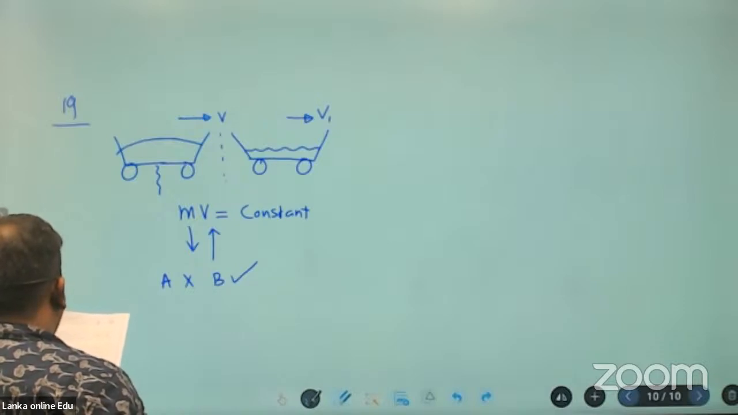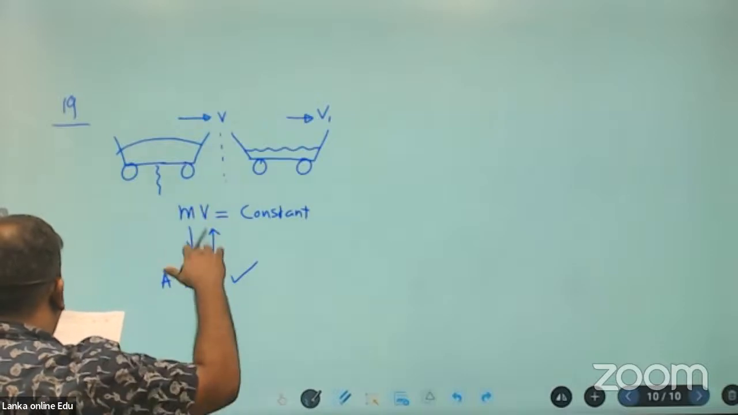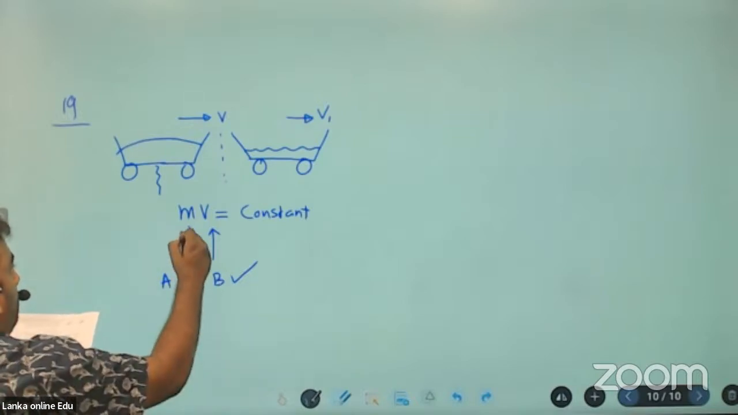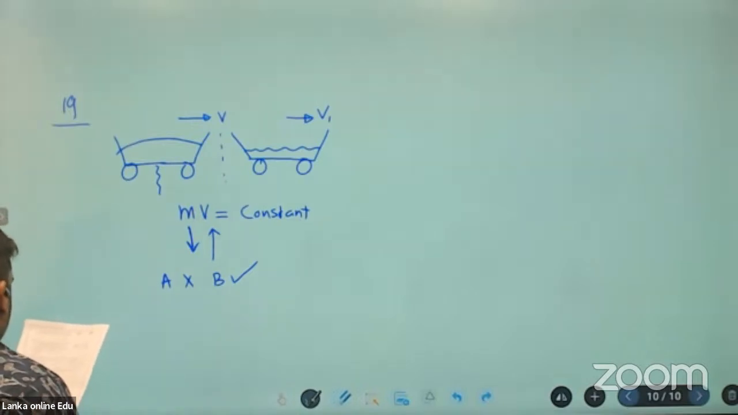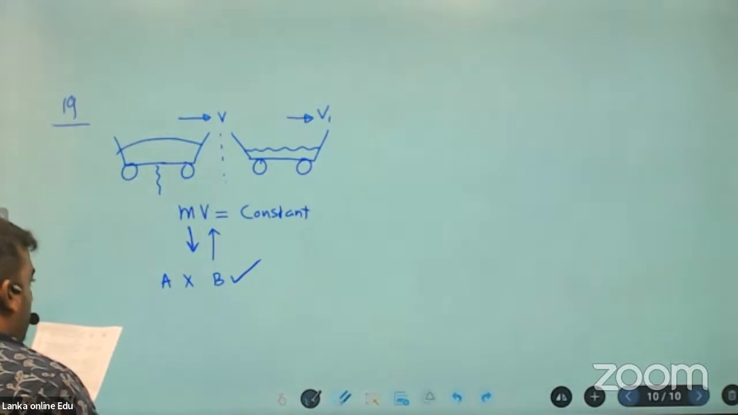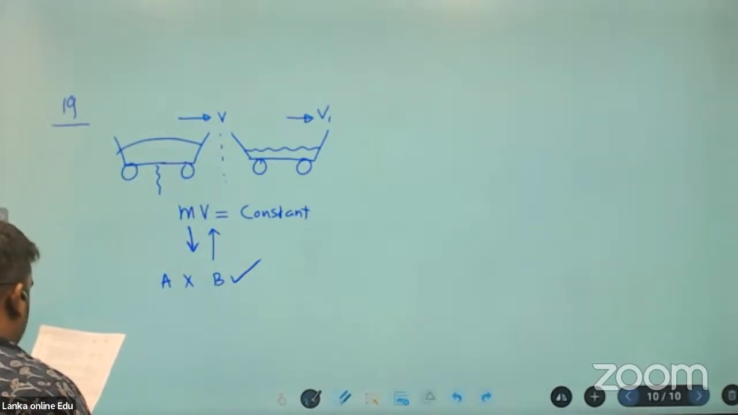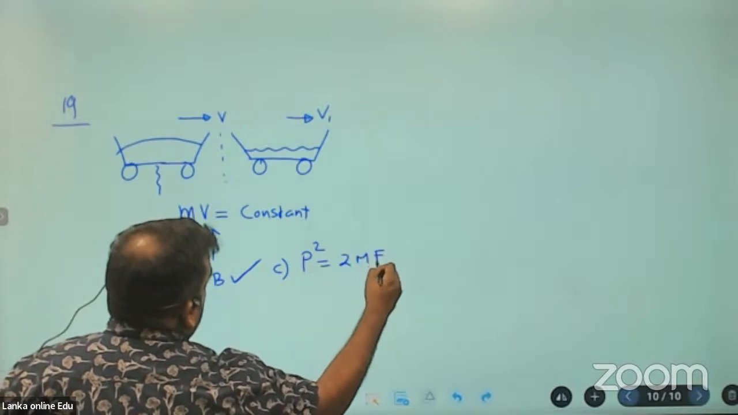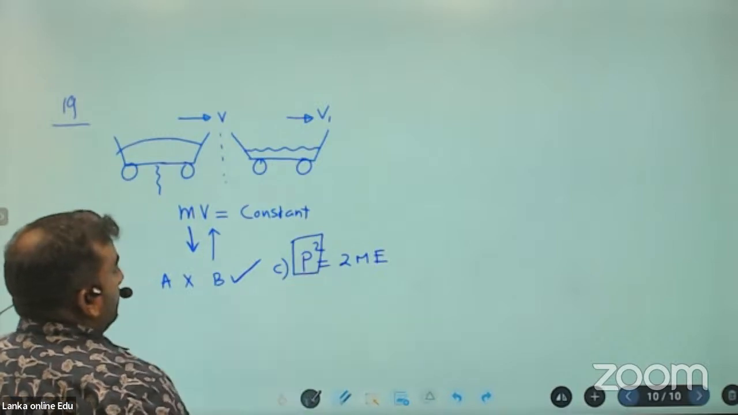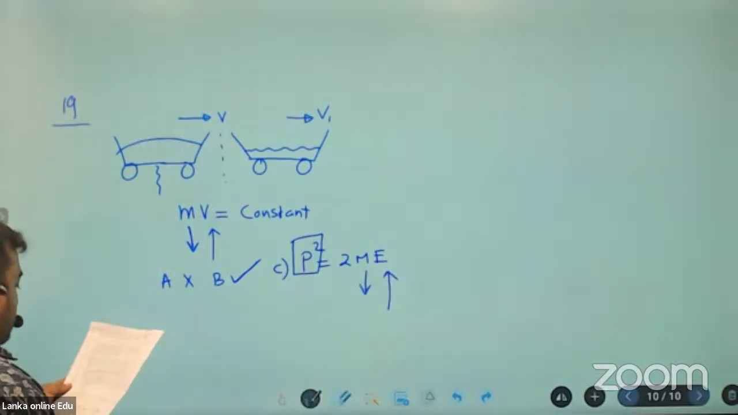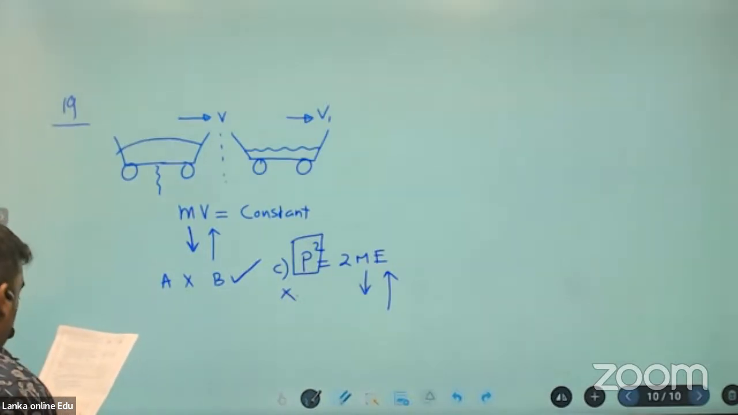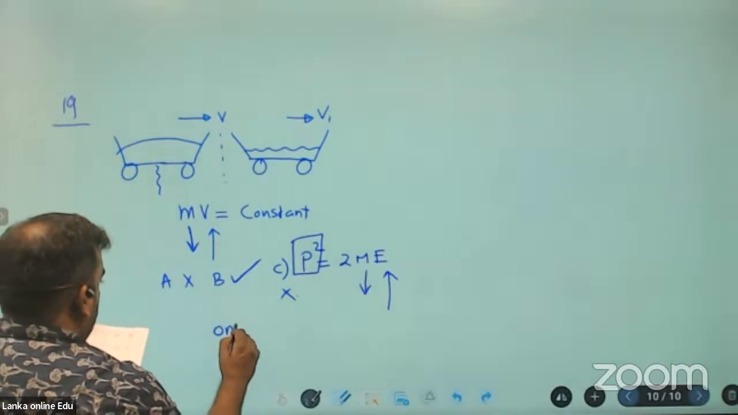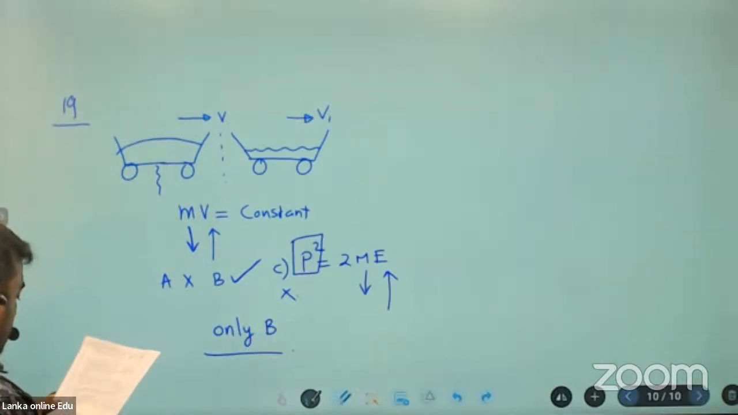A truck filled with sand is moving with a velocity V on a smooth road. If sand falls from the truck through a small hole due to the leakage, what is true? Velocity of the truck decreases: wrong. Mass reduces, velocity increases. Velocity of the truck increases: B correct. Kinetic energy of the truck decreases with time. How do you know this? P squared equals 2mE. Momentum is constant. When mass reduces, kinetic energy will increase. Statement C is wrong. Only B is correct.